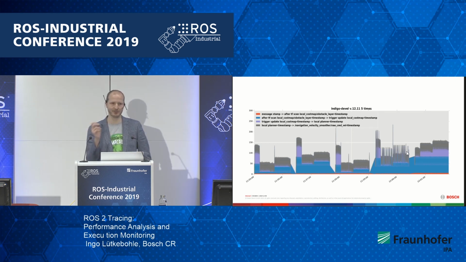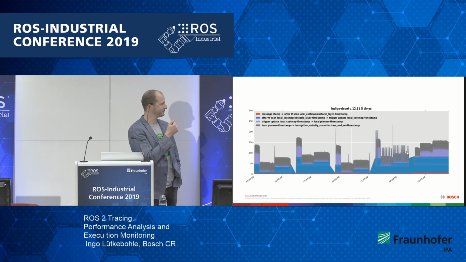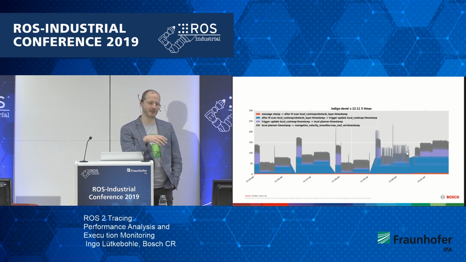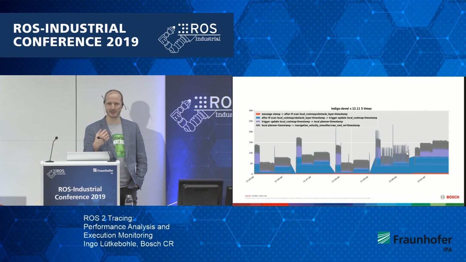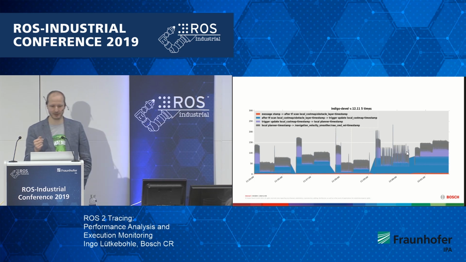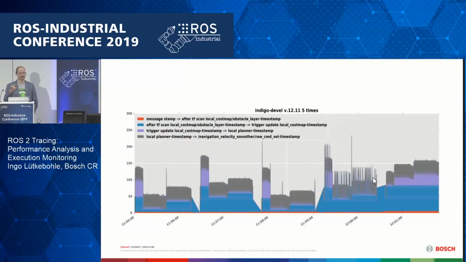When 2 years ago I presented at ROSCon a graphic like this, we basically looked at how long it takes for a sensor message to actually have an effect on the navigation. So if you have a laser scan, how long does it take until it actually affects the driving behavior? What's shown here, on the x-axis, is the time as it progresses, and on the y-axis is the delay between the laser scan and the corresponding velocity message.